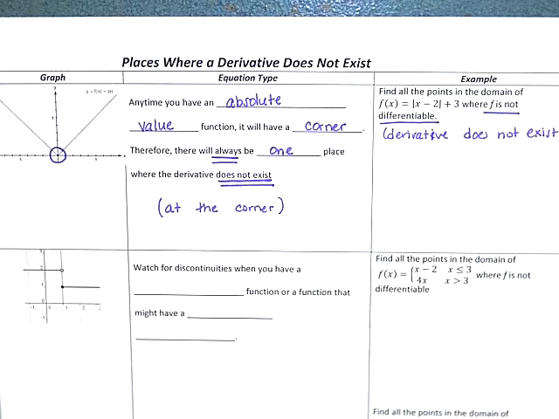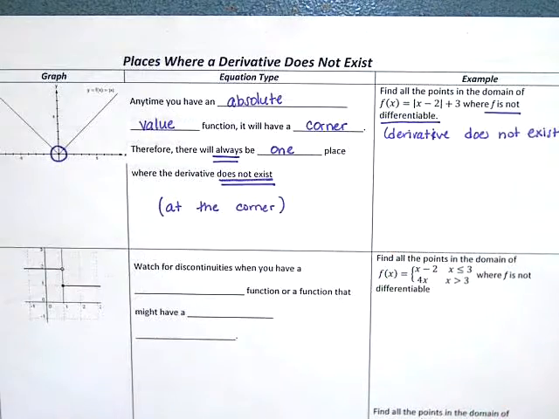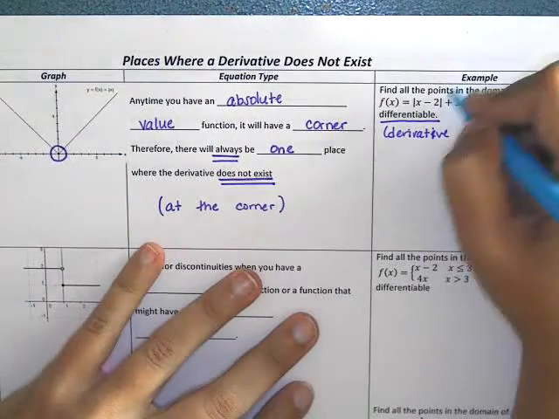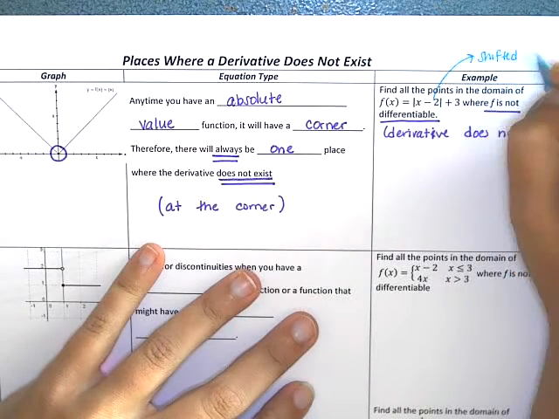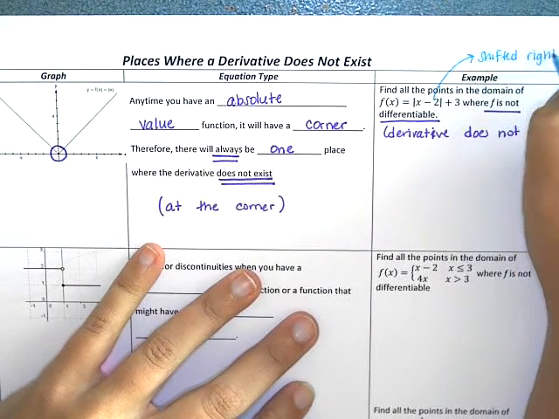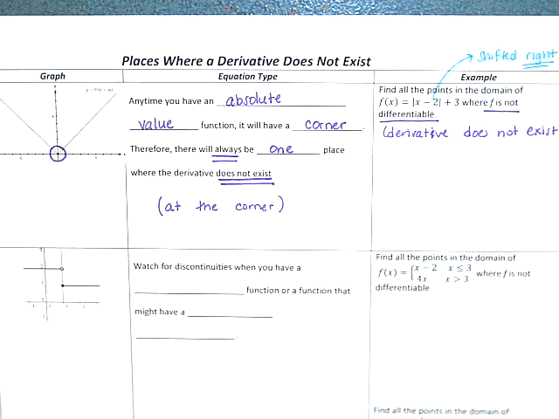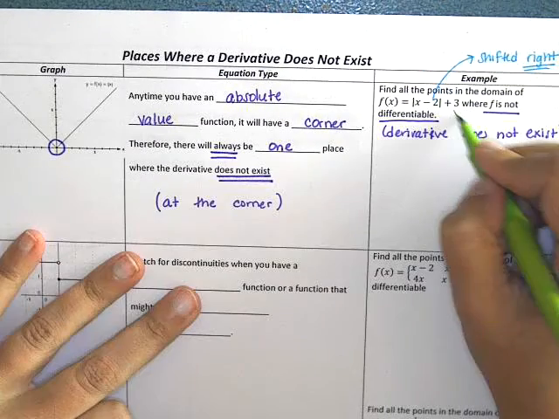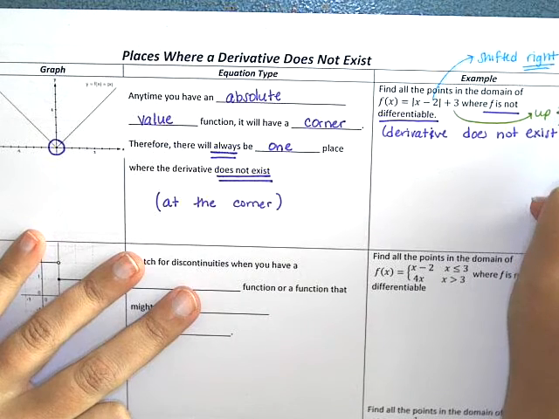Because this is an absolute value function and it's got some shifting going on, we need to understand what's going on here. This minus 2 means that we were shifted right 2 spaces. And this plus 3 means that we were moved up 2 spaces. I'm sorry, 3 spaces.